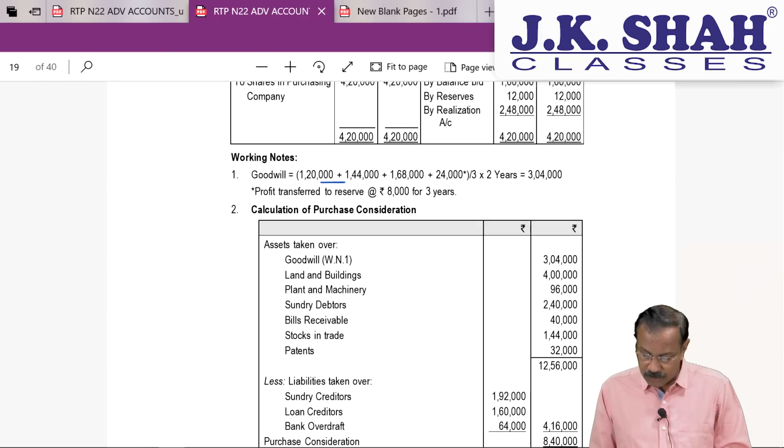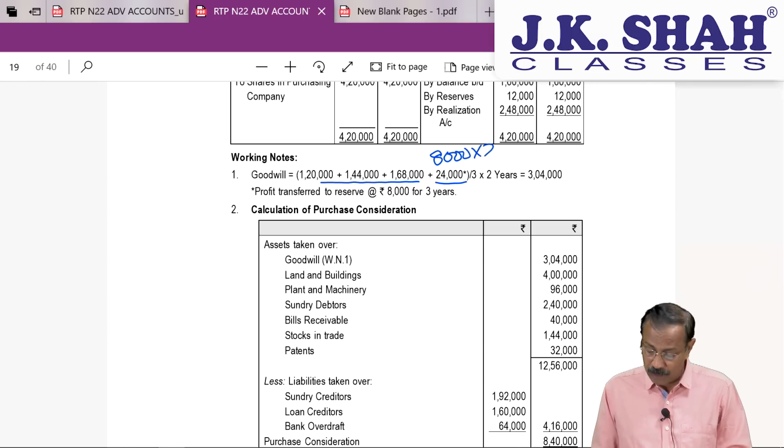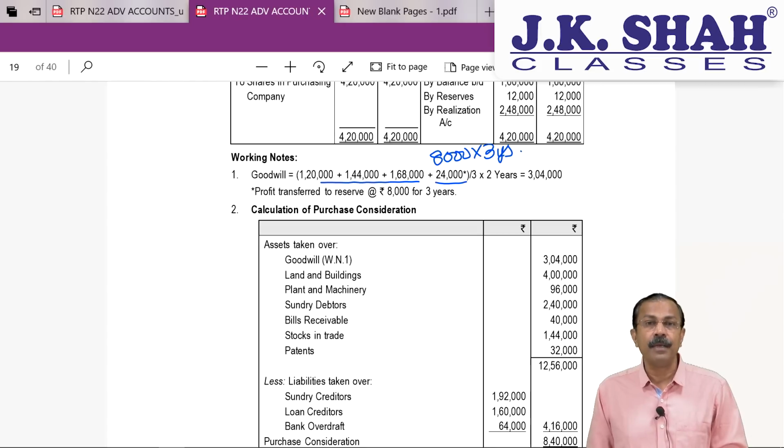See, 3 years profits plus 24,000. Sir, how did we get 24,000? 8,000 transferred to reserve fund in 3 years. Every year you have transferred it. Divided by 3, multiplied by 2. This is your goodwill.